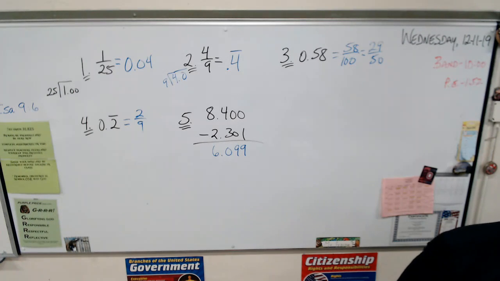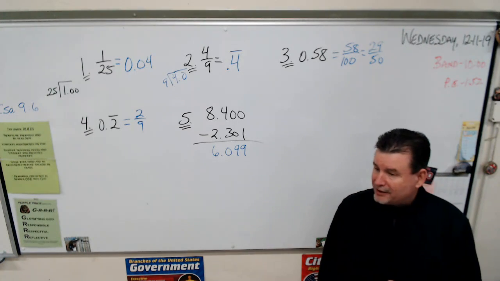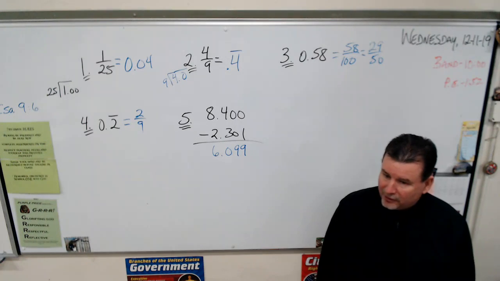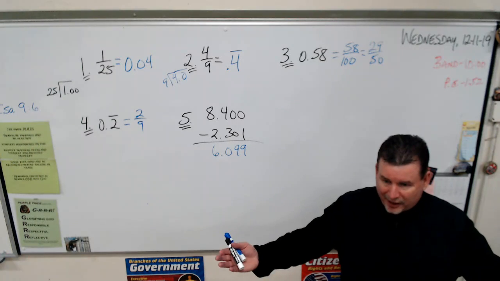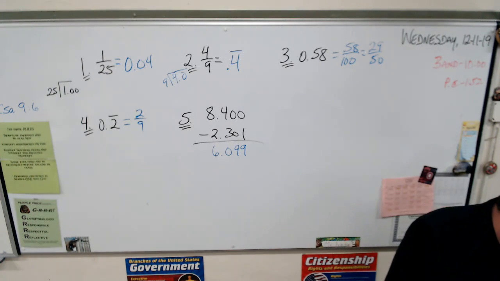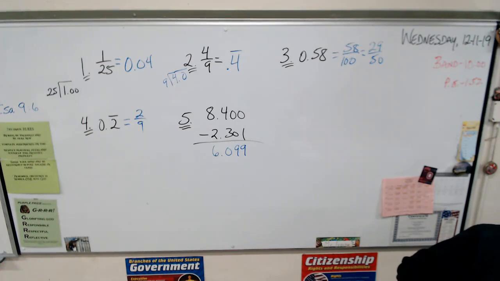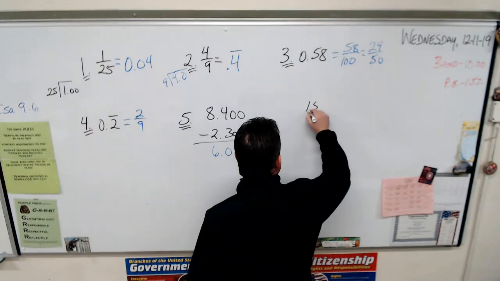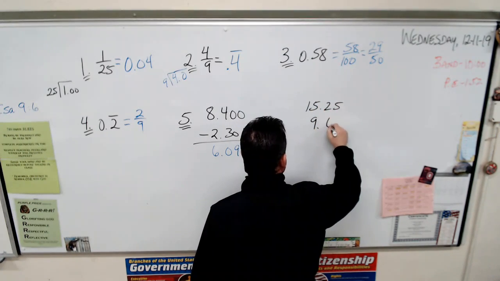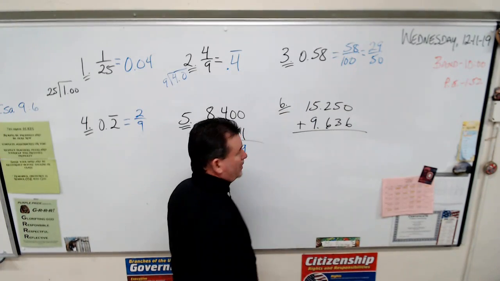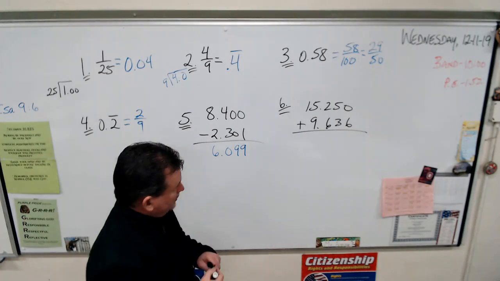Number 6. 15.25 plus 9.636. They're both positive, so I don't have to find the difference. I simply add them together. What is 9.636 plus 15.25? There's number 6. Simple addition.